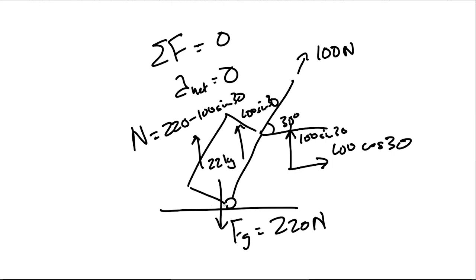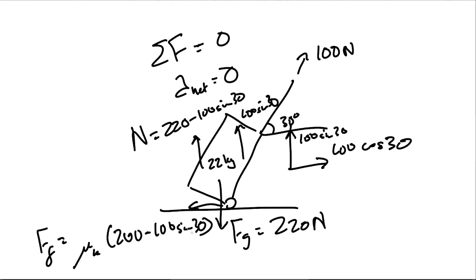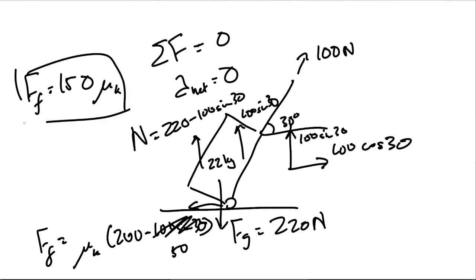That means that our friction force is going to be equal to mu k times 200 minus 100 sine 30. And sine 30 is just 1 over 2, so we can just say this is 50. So our frictional force is equal to 150 mu k. Okay, we have that established.